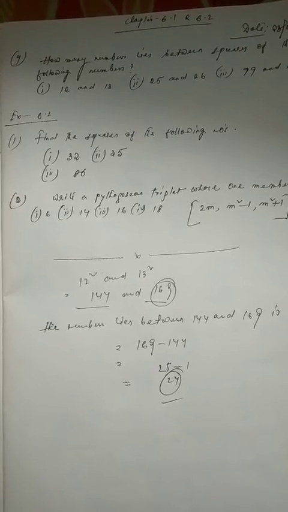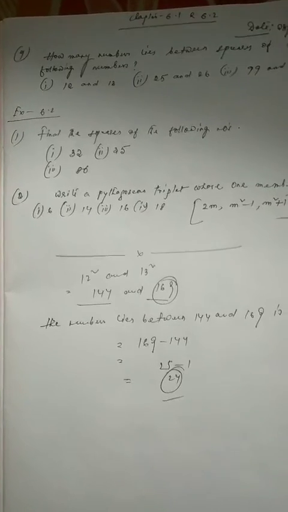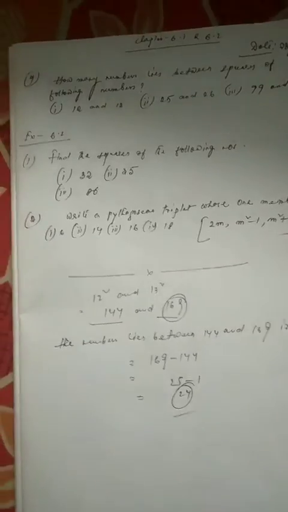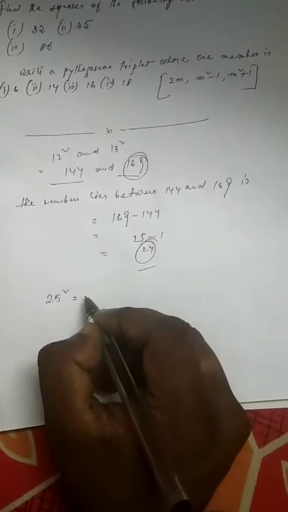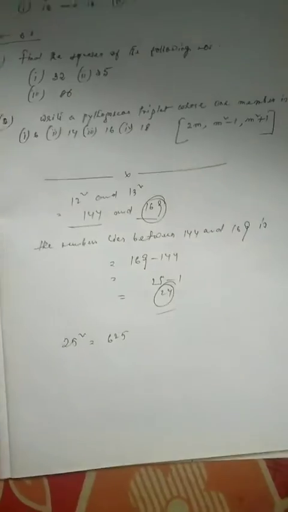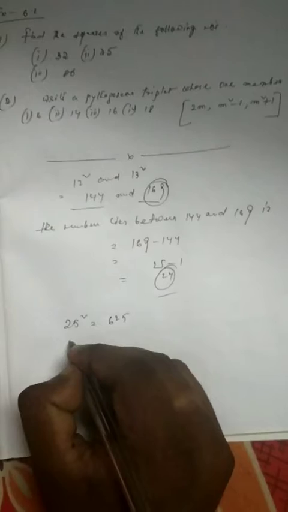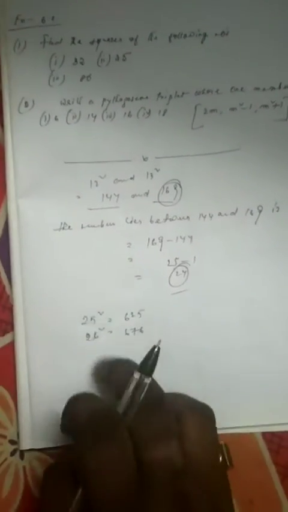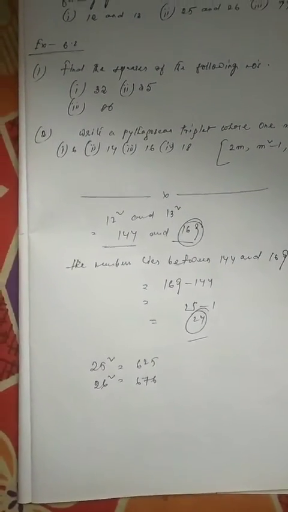Next is 25 and 26. How many numbers lie between the squares of 25 and 26? In that case, we have to find the square of these two numbers. So 25 square means 25 into 25, 625. 25 square is 625, and the square of 26 is 676. These are the squares of these numbers. 25 square is 625 and 26 square is 676.